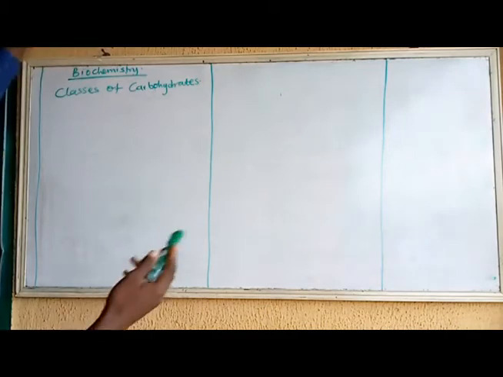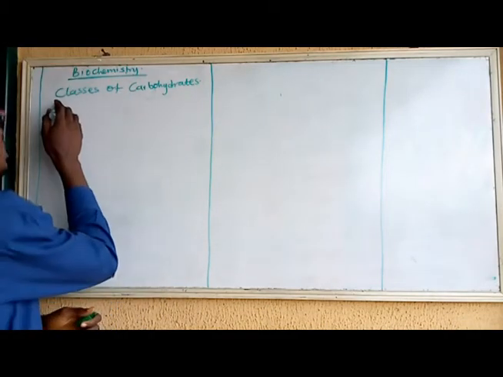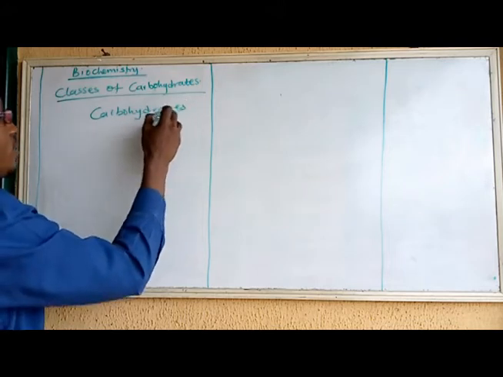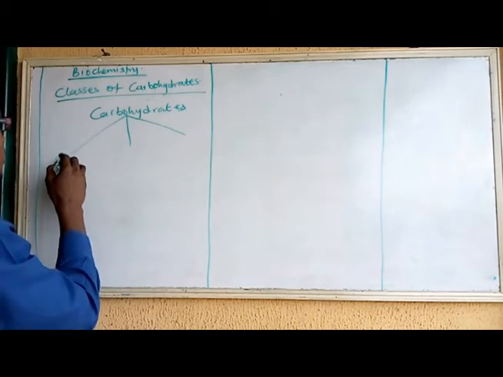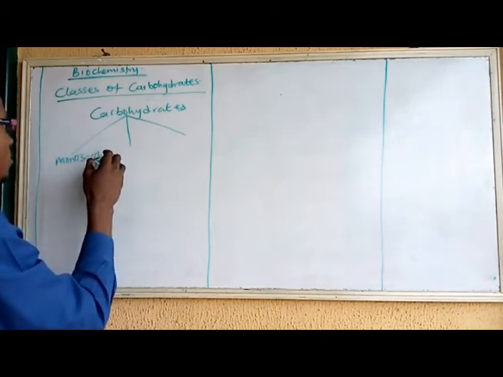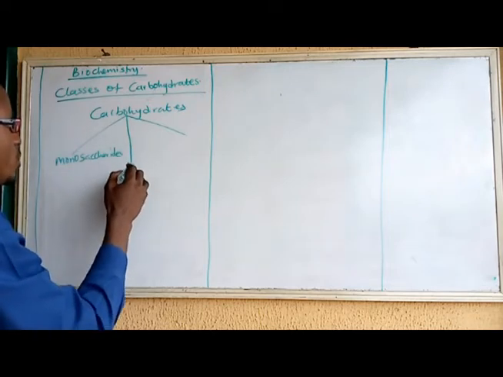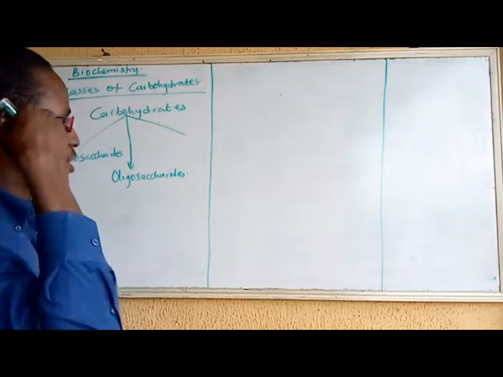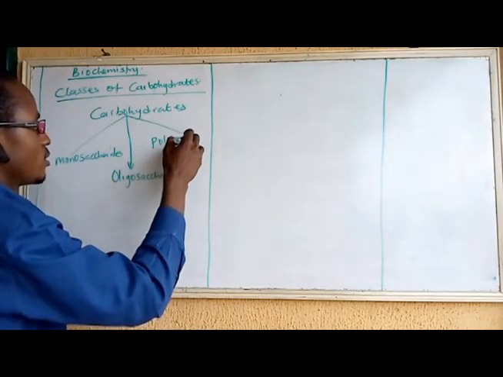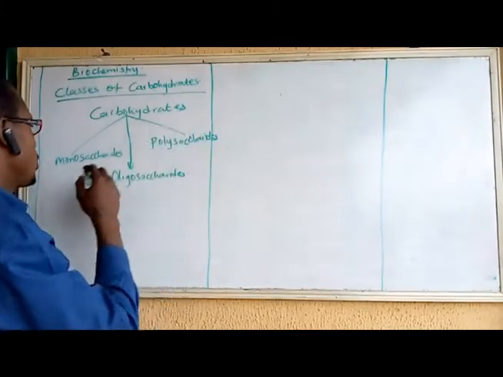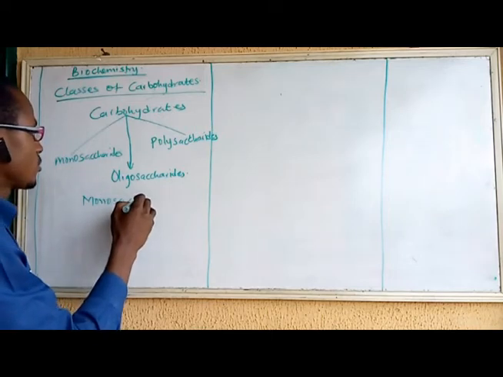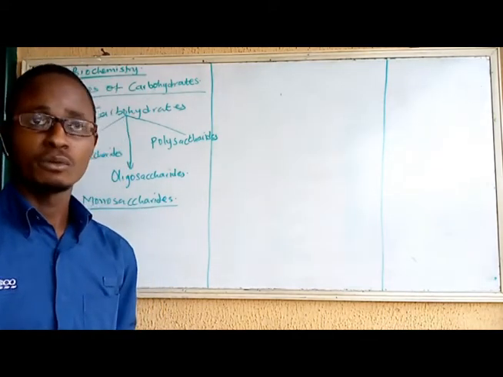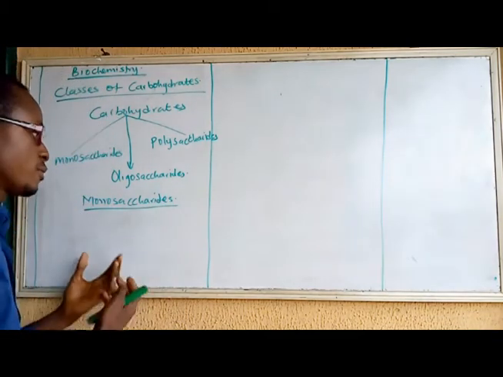Moving on from epimers, we are going to look at the classes of carbohydrates. Carbohydrates are divided into 3 classes. We have the monosaccharide, we have the oligosaccharide, and we have the polysaccharide. So we are going to start with monosaccharides. Monosaccharides are carbohydrates which are called simple sugar molecules. They are simple sugar molecules because their molecule is this one. An example of such is glucose.